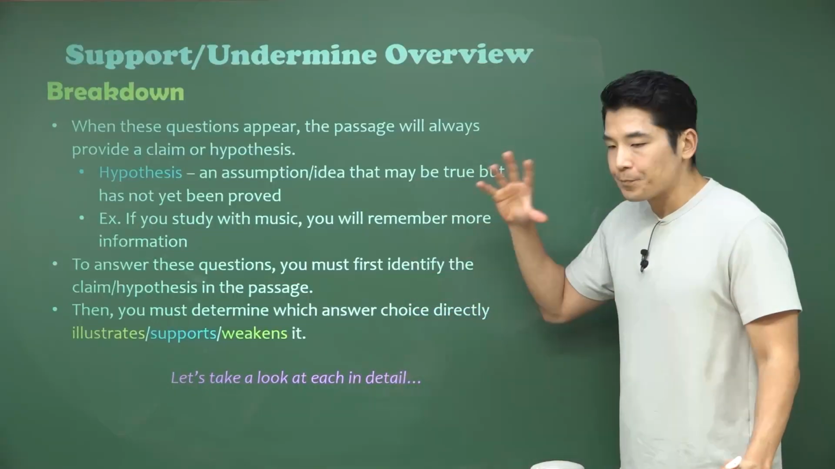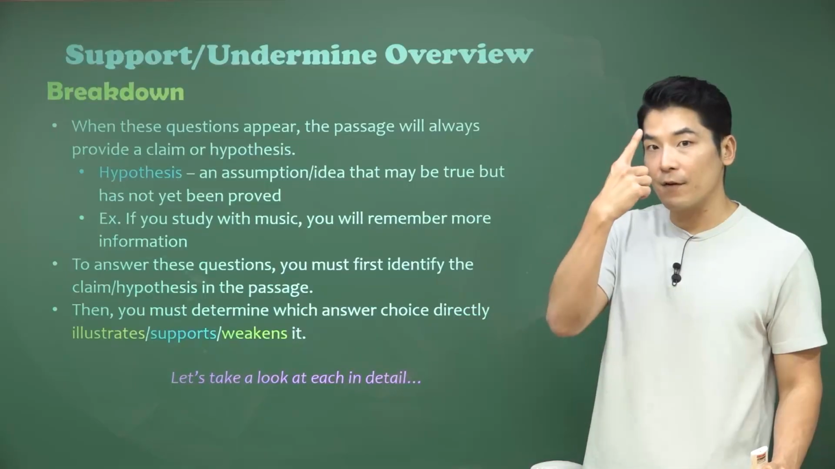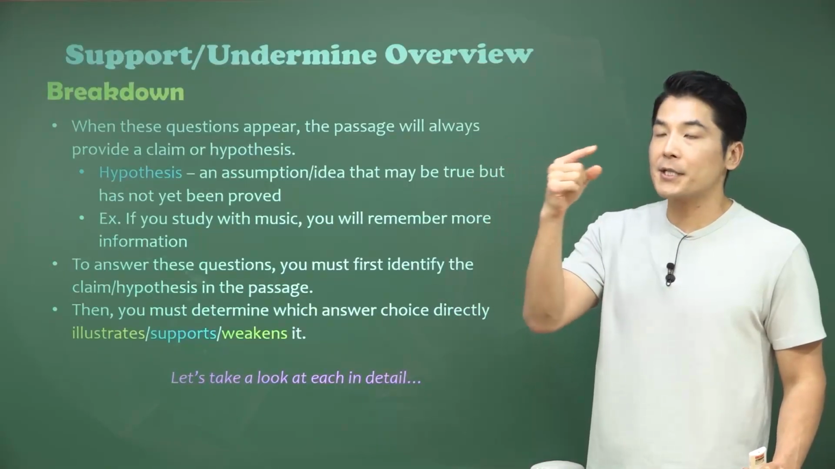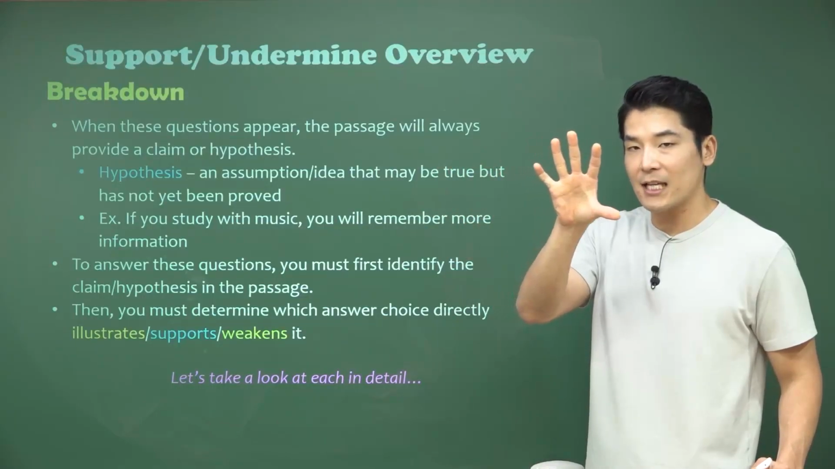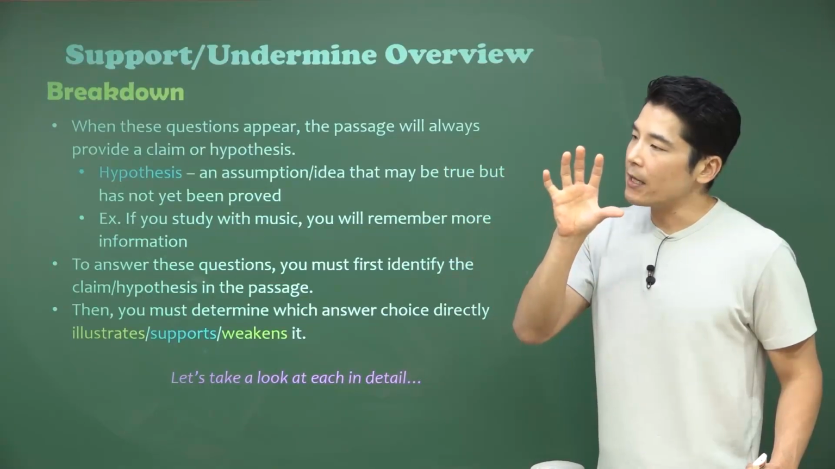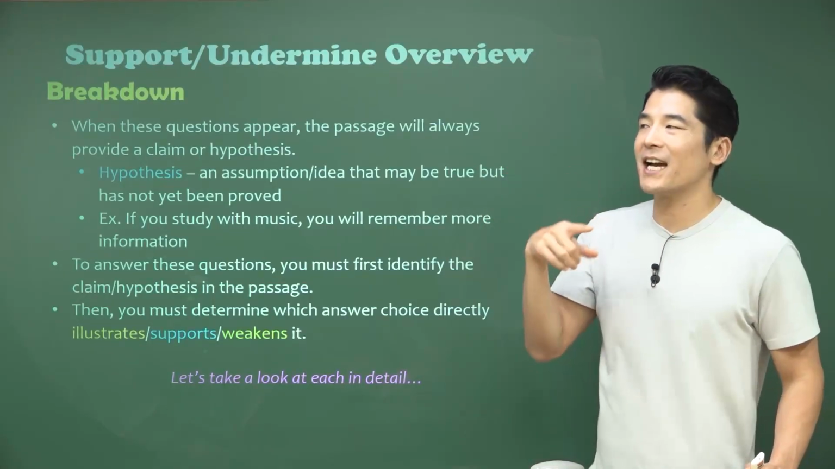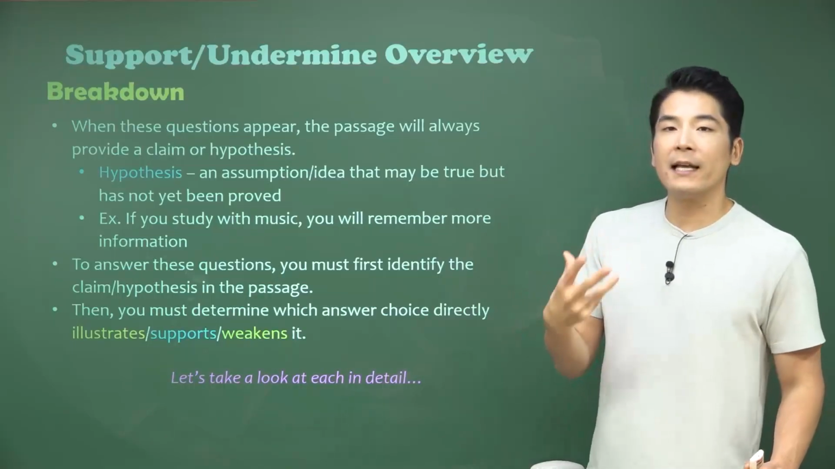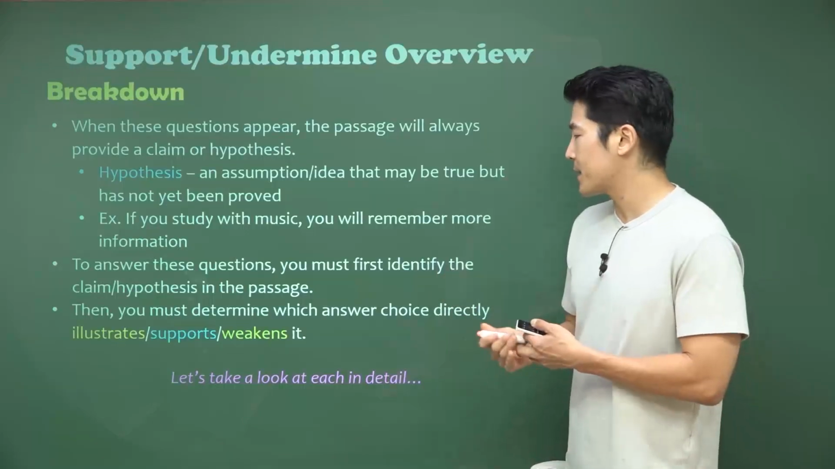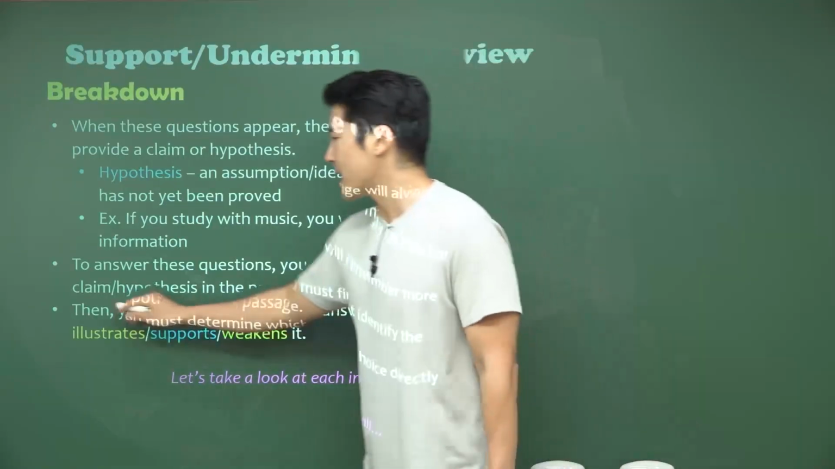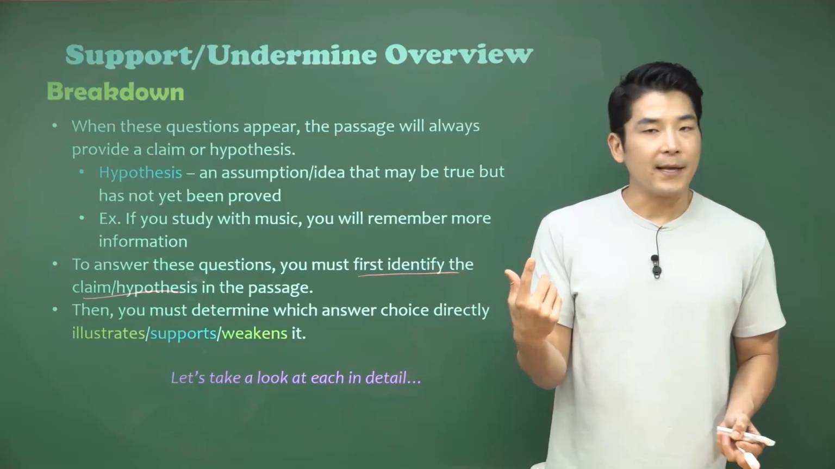Okay, so the way that you want to work through these questions, you guys, is you want to work through it in sequence. Once you recognize this question type, after you read the text, you want to first identify where the claim and the hypothesis is. That's really your first step. You've got to know what the claim or the hypothesis is.